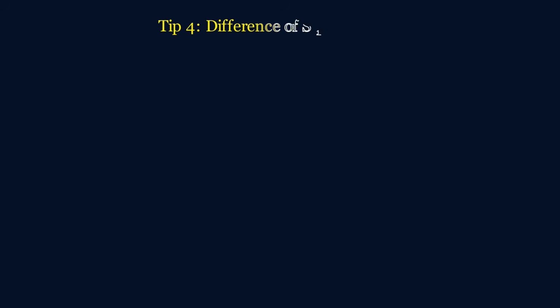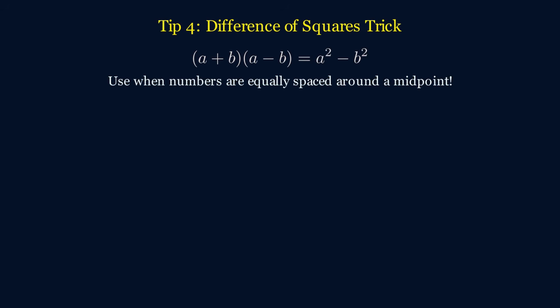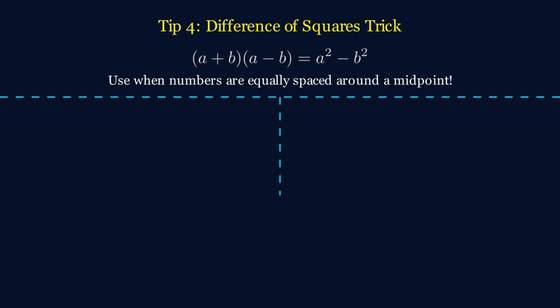Tip number 4, the difference of squares trick. This one is perfect when your two numbers are equally spaced around a middle point. The formula is simple. Instead of multiplying two numbers directly, you can square the midpoint and subtract the square of the difference. Let's start with the first example.